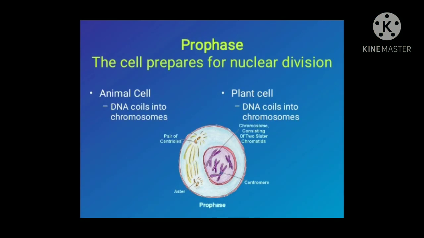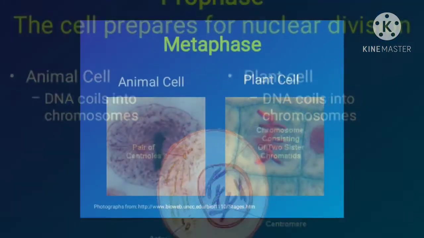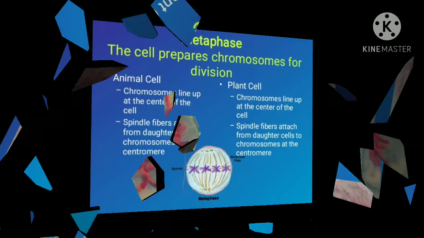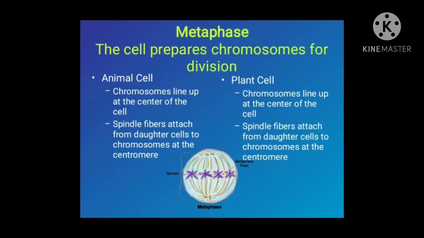In the prophase, the cell prepares for nuclear division. In the animal and plant cell, the DNA coils into chromosomes. Next is the metaphase. In the metaphase, the cell prepares chromosomes for division. In both animal and plant cells, chromosomes line up at the center of the cell, and spindle fibers attach from the daughter cells to the chromosomes at the centromere.